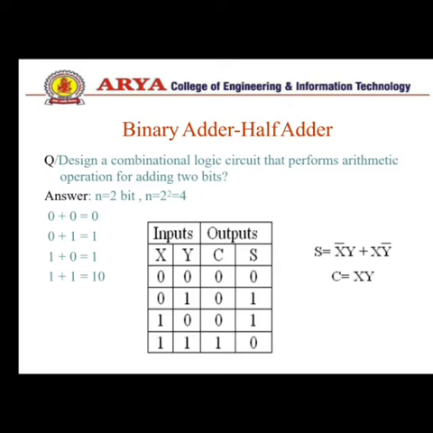After that we construct a truth table for this circuit. We know that the number of inputs is 2, so the maximum possible conditions are 4. So we put the values from 0 0 to 1 1. We know the basic rules of addition. When the values are 0 and 0, the sum is 0 and carry is 0. When 0 plus 1, the sum is 1 and carry is 0. When x and y are 1 0, the sum is 1 and carry is 0. When x and y are 1 1, the sum is 0 and carry is 1.